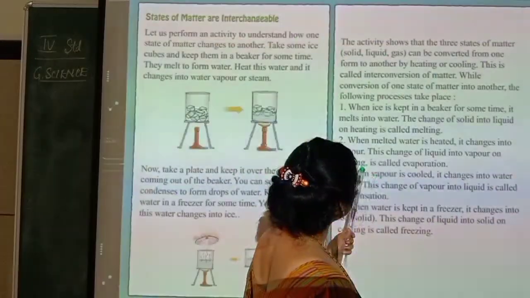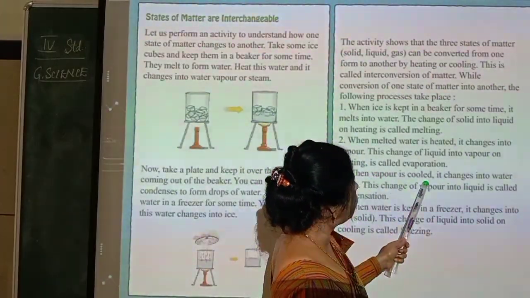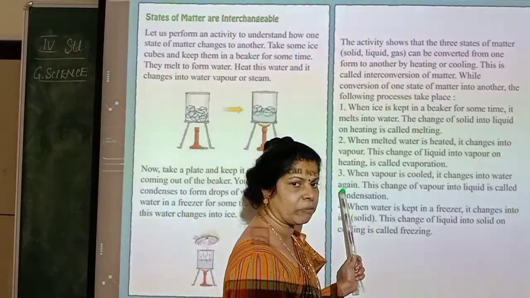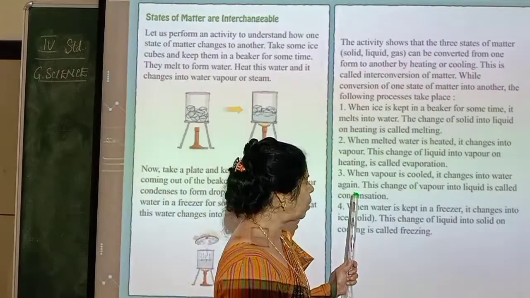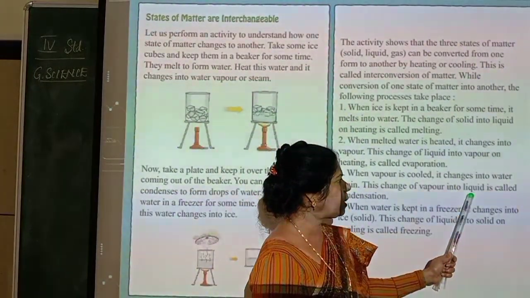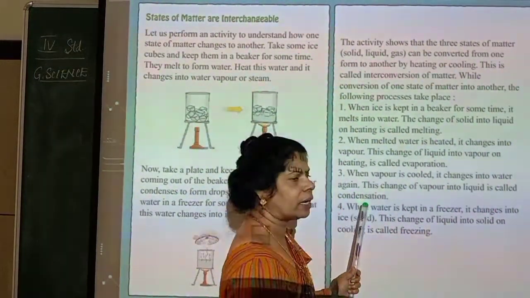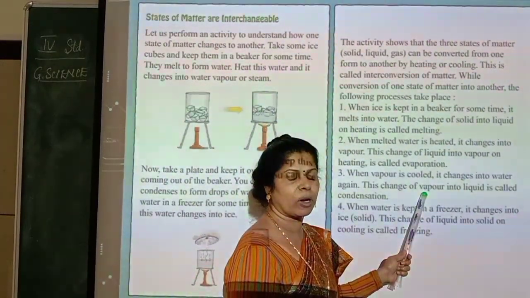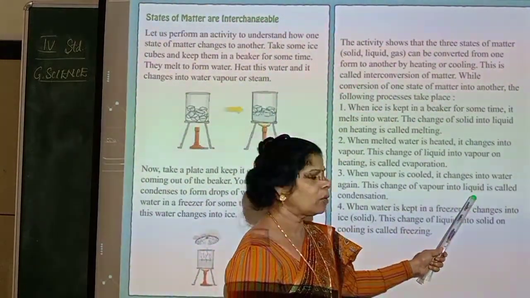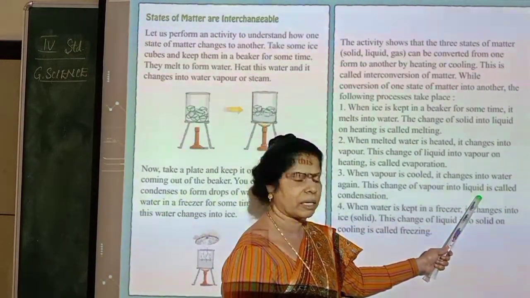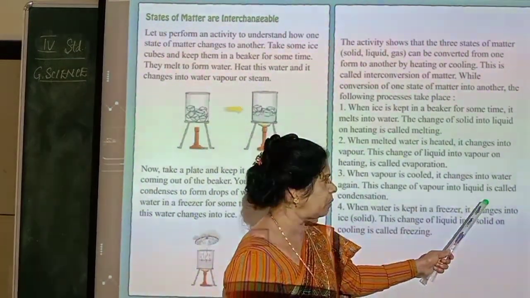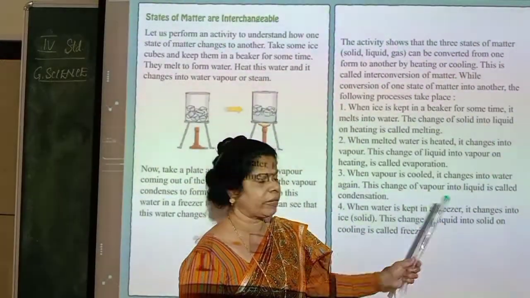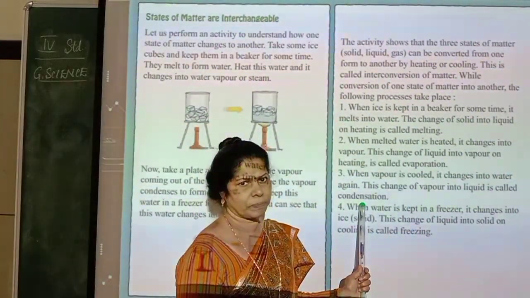Now, when vapor is cooled, it changes into water. Again if you cool that vapor, what happens? It changes into water. This change of vapor into liquid is called condensation. So again what happened? Vapor which was in the steam form or gaseous form is again cooled. It changes into liquid, and this form of changing the vapor into liquid is called condensation.